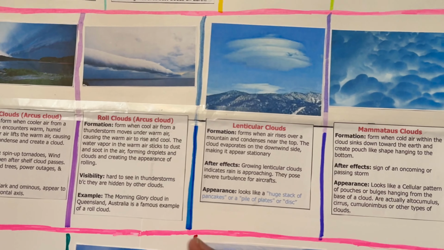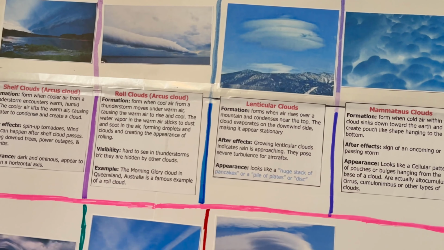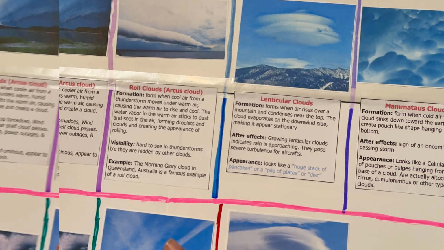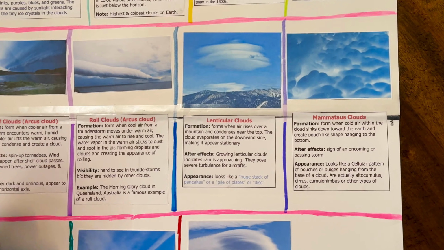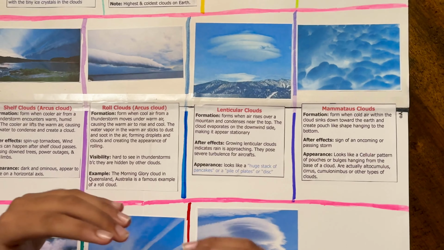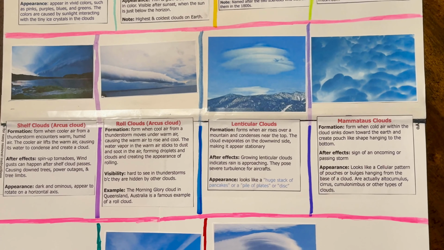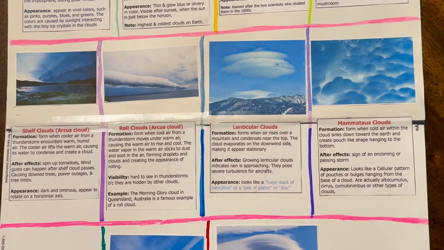Meanwhile, roll clouds don't cause tornadoes, but they do also cause thunderstorms. Next is lenticular clouds. Kind of the same theory: cold air comes to the bottom, hot air comes up. This water vapor happens over a mountain.